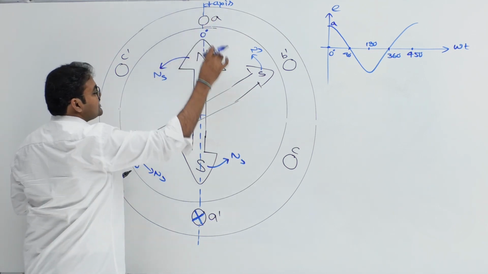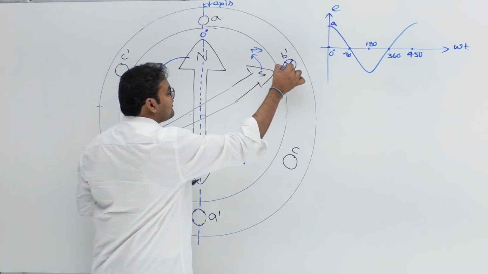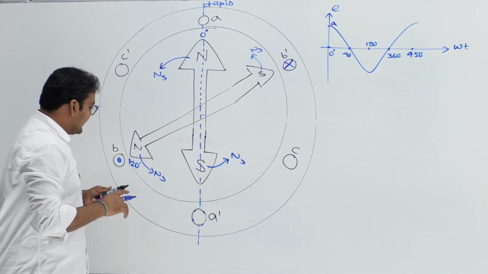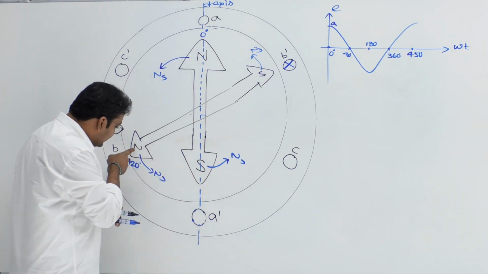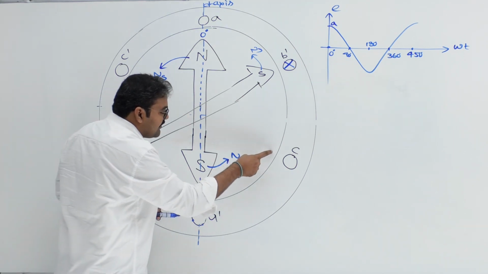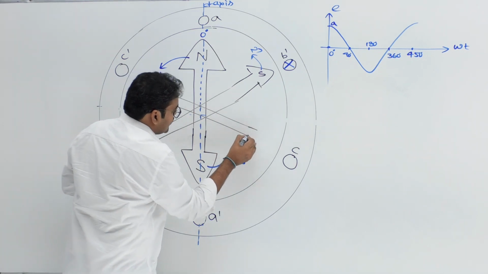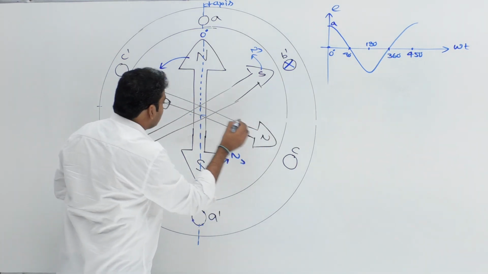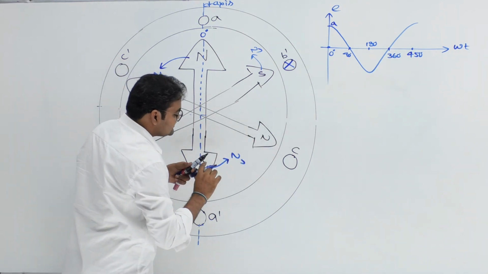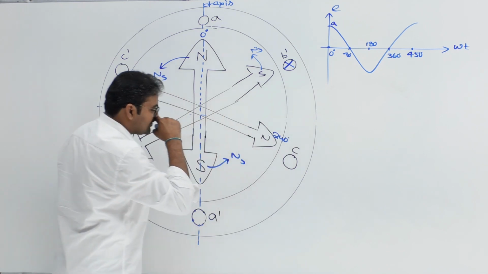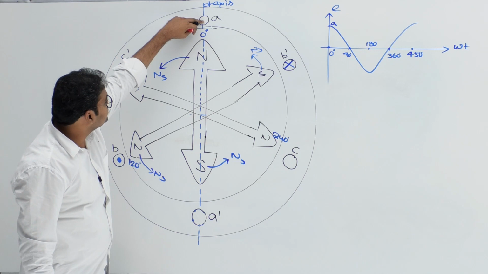I must remove A phase EMF as maximum. After 120 degrees, B phase EMF is maximum. Next, if you continue to rotate after one more 120, that means overall 240 degrees, can I say this north pole will come under the influence of C phase? This is north pole. Now the north pole is under the influence of C phase. This is after how many degrees? 240 degrees.